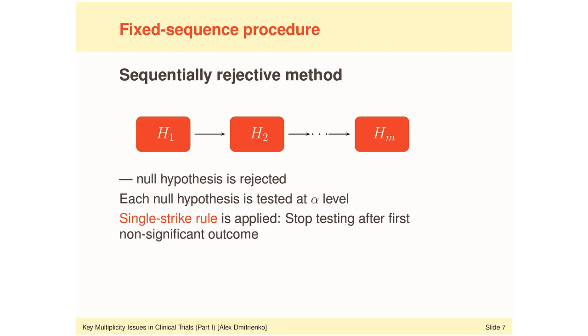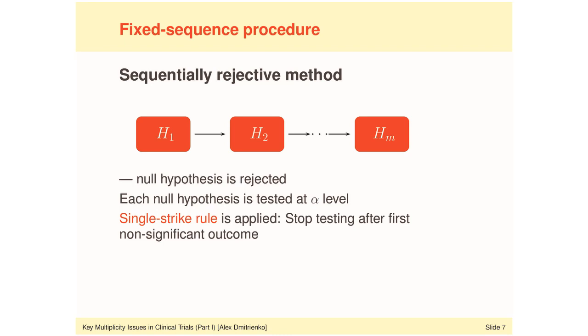But let us first define the fixed sequence procedure. The fixed sequence procedure is based on a sequentially rejective method, which means that the procedure begins with the first hypothesis in the pre-specified sequence, for example H1, and the hypotheses on the slide are, as we have done so many times, represented by orange boxes. The first hypothesis in the sequence, H1, is located at the left end of the sequence, and then beginning with this hypothesis, the other hypotheses are tested sequentially as long as the procedure continues to reject null hypotheses.